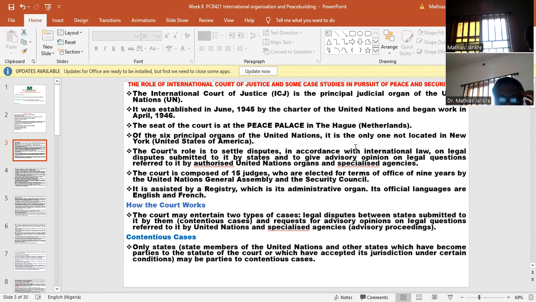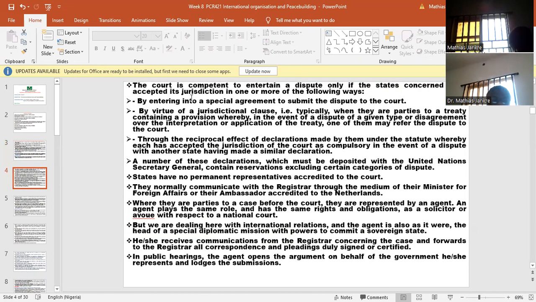Contentious issues. When we talk about contentious issues, only states, that is state members of the United Nations and other states which have become parties to the statutes of the court, or which have accepted its jurisdiction under certain conditions, may be parties to a contentious case. The court is competent to entertain disputes of any kind.